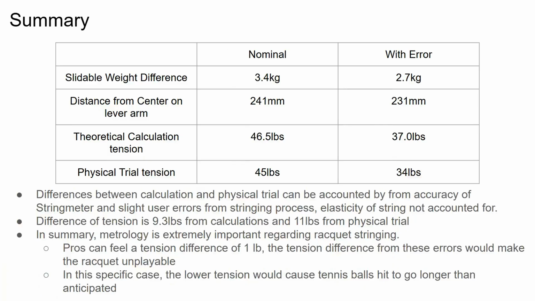In summary, metrology is extremely important regarding racket stringing. The calculation yielded 9.3 pound difference, and the physical trial yielded 11-pound difference. Since pros can feel a difference of 1 pound, the tension difference from these errors would make this racket unplayable.